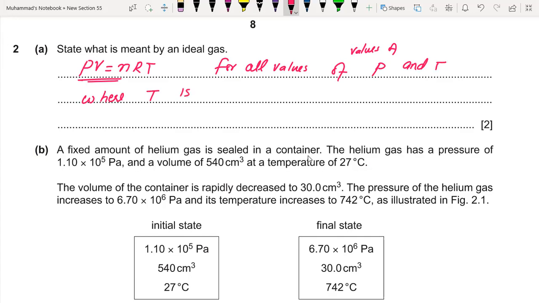T is thermodynamic temperature. If you skip writing what T is, you will get 1 mark. Or in other words, you can also write that the gas which obeys this equation, PV is directly proportional to T.